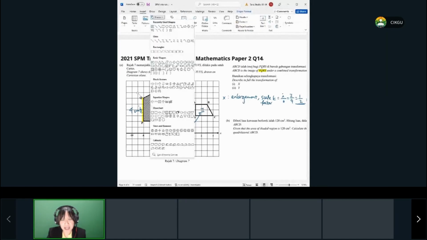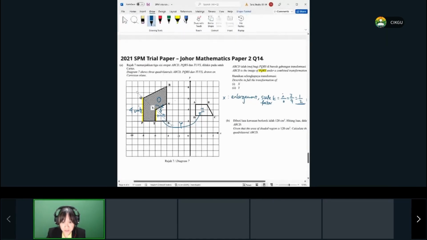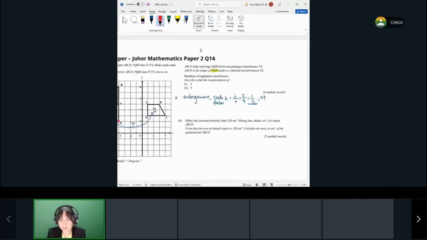So that means S is the center of enlargement here. So it looks like it's going to be right here. This is the center. So I say at point S. Done. So 1 mark, 1 mark, 1 mark.